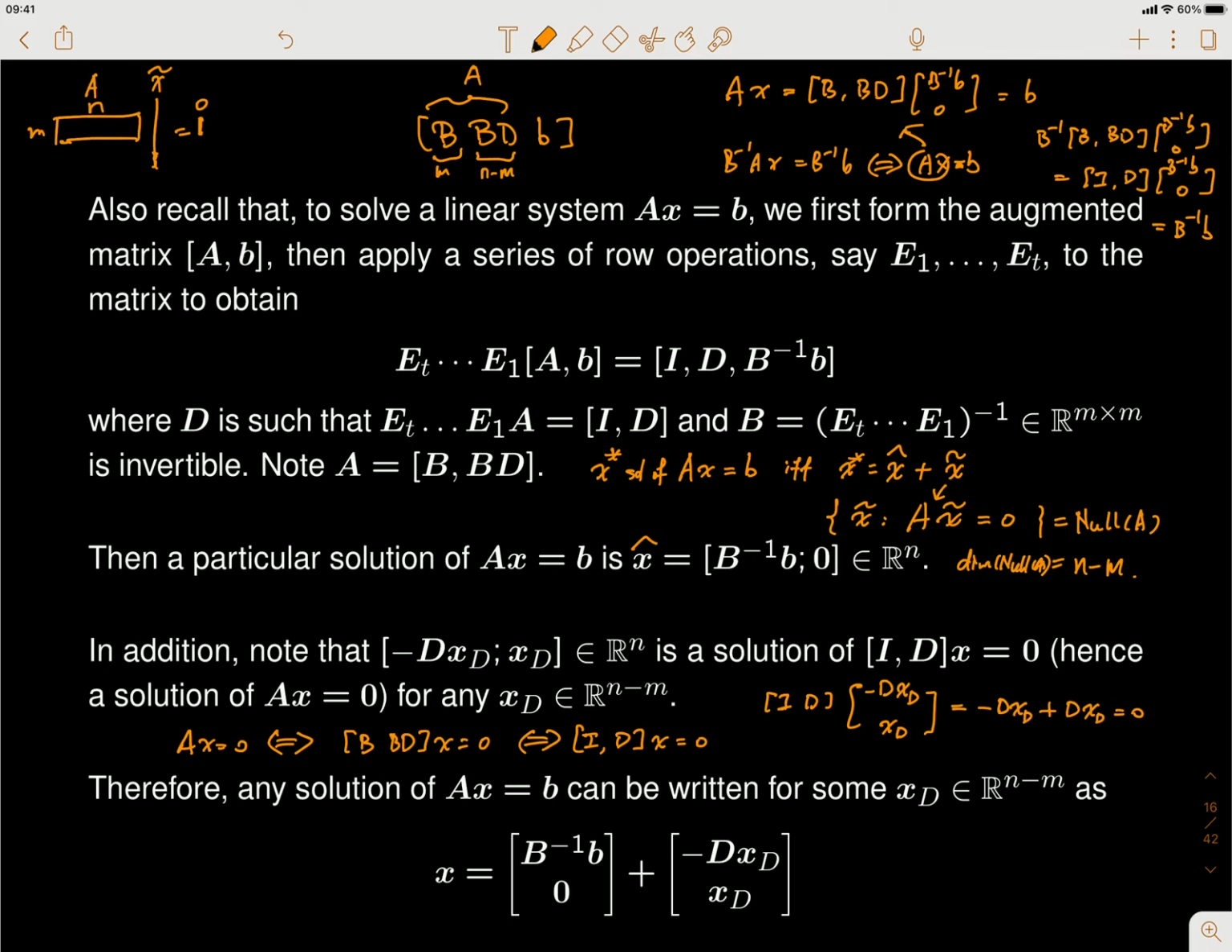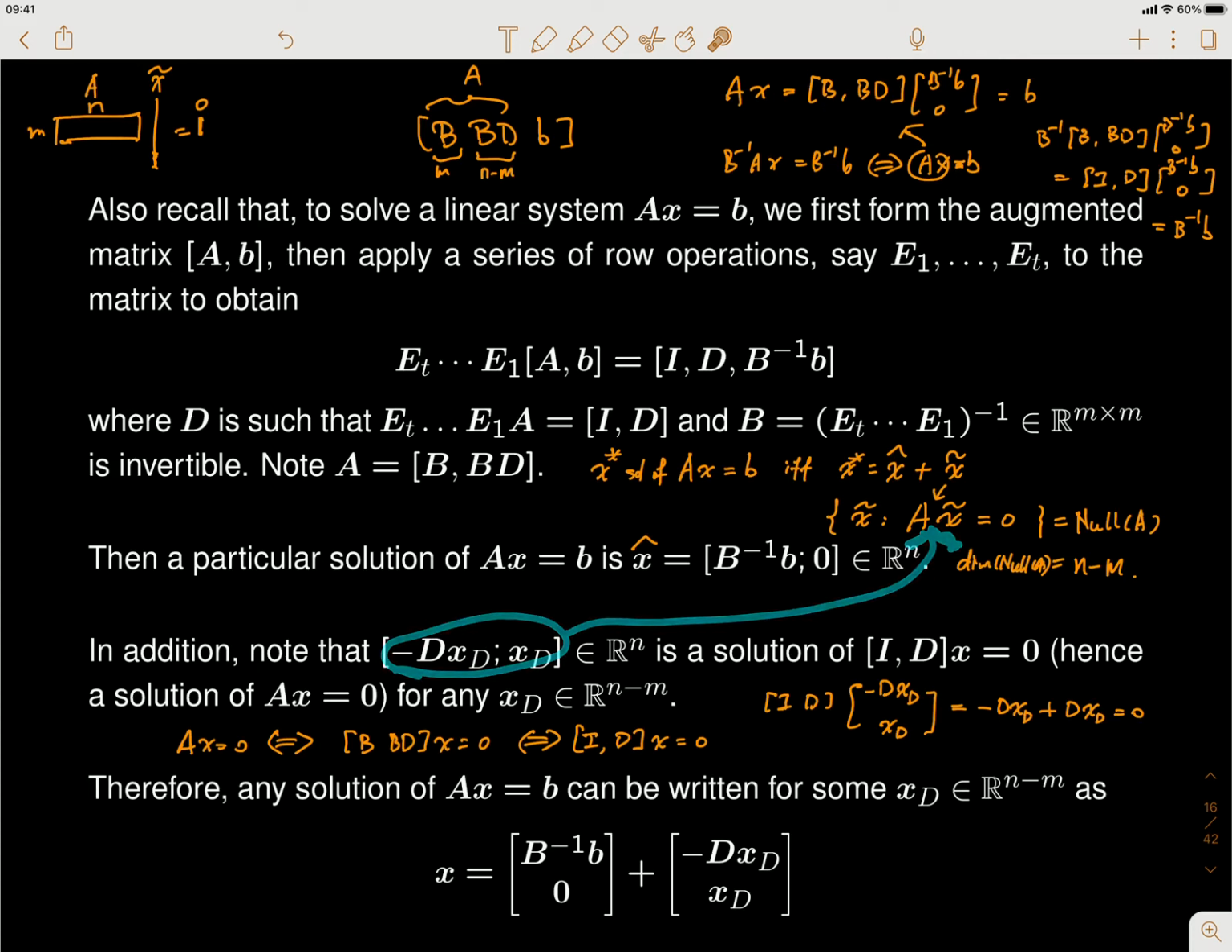All right, so that means for any n minus m dimensional vector X_D here, I can construct this vector x, and it will become a solution of the homogeneous linear system. And that means this solution will be inside the null space.